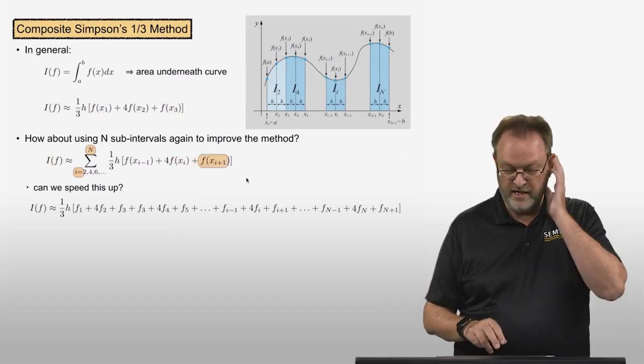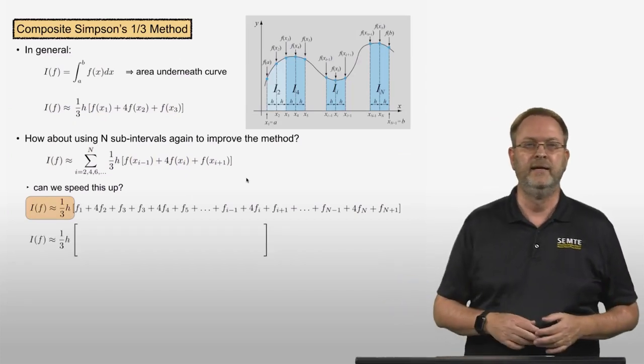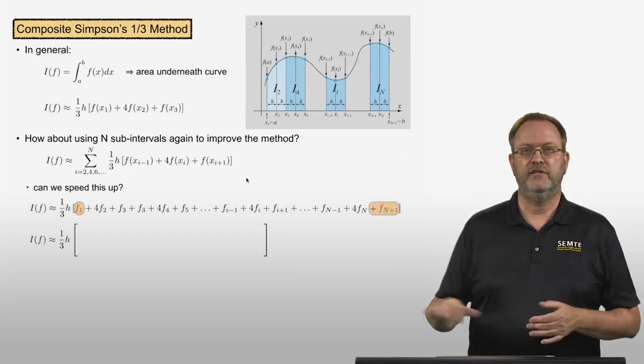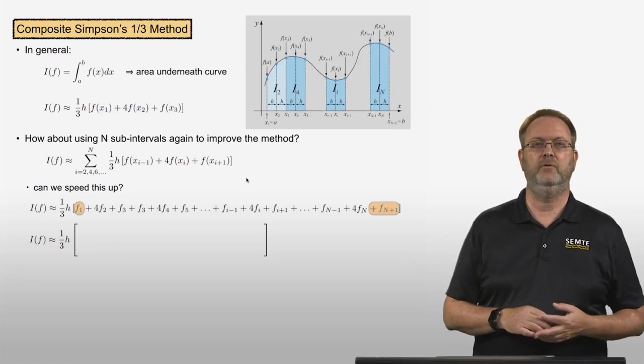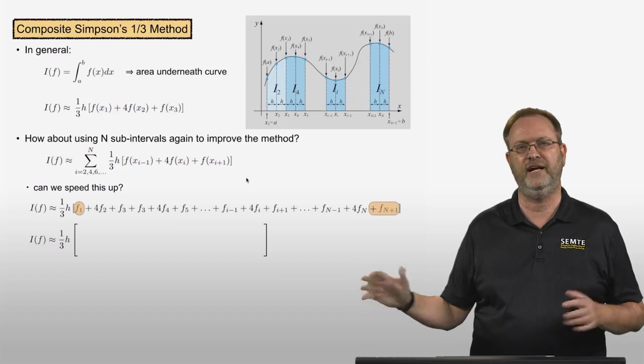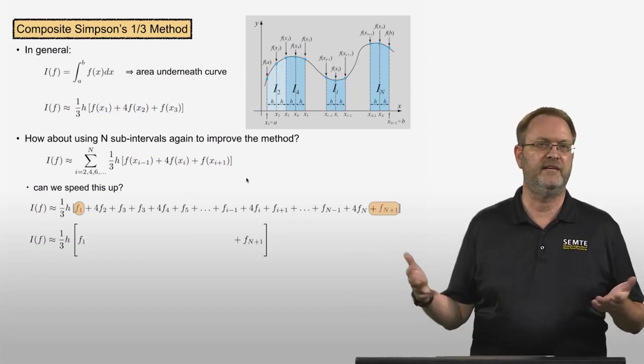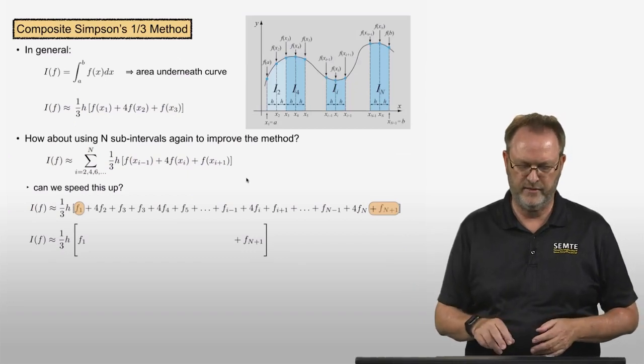Okay, so now if we look at this, let me copy the 1/3 h over again. And let's go through these terms one by one. We'll see that the first point and the last point's function values appear just once in this formula. So let me just write them as is, right? There's nothing much I can do about them.